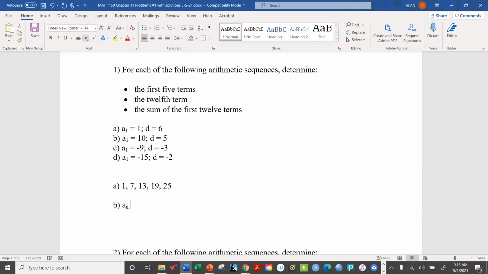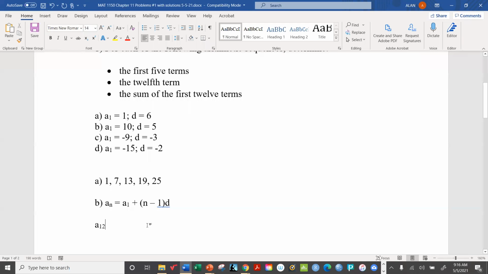Remember this one, AN equals A1 plus N minus 1 D. And so A12, as it would be called, would be equal to, now A1 here is 1 plus, since we're looking for the 12th term, N is 12, the common difference is 6. 1 plus 66 equals 67. And if you want to, you can write them all out and see that that's correct, but that is the correct answer.